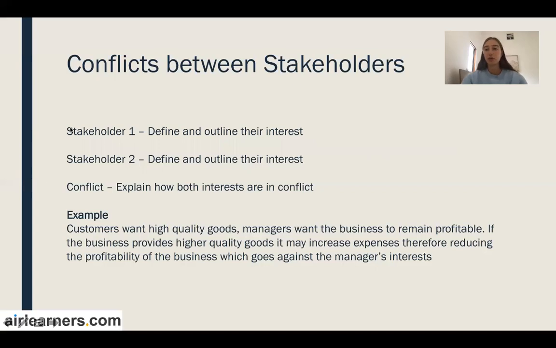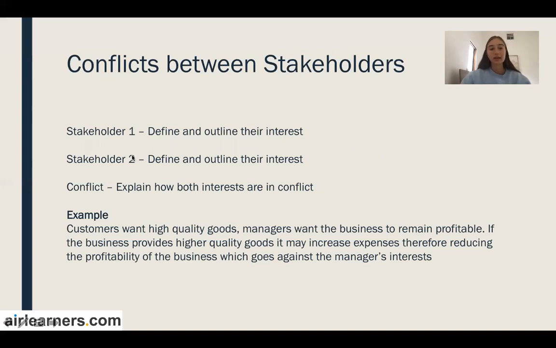What I've done here for you is I've given you a really good structure to go through. What we first want to do is outline the interests and define the actual stakeholder for the first one. So you want to define who they are and outline their interest. For example here, we've got customers. Customers purchase goods and services. Customers want high quality goods and they want to pay a fair price for products.